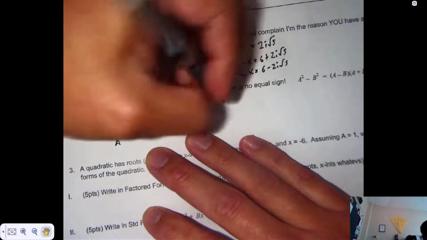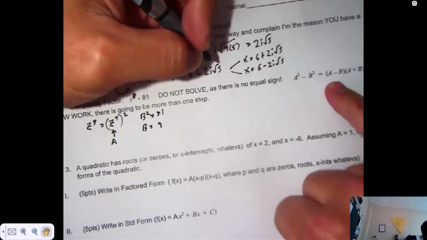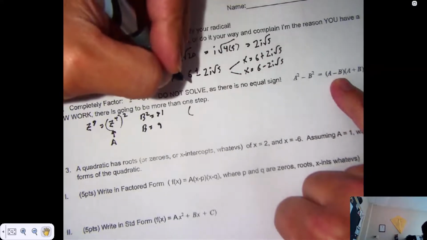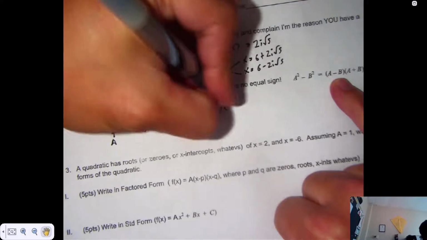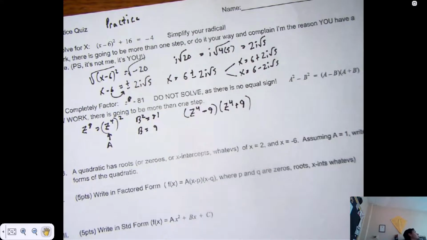All right. So let's write this out using this form over here. Initially, we'd say a minus b. We'd say z to the 4th minus 9 times z to the 4th plus 9. And there's no equal sign, so I'm not putting an equal sign down. I'm not trying to figure out what z is. I don't care what z is. That's step 1. Step 2 is to realize what still factors.